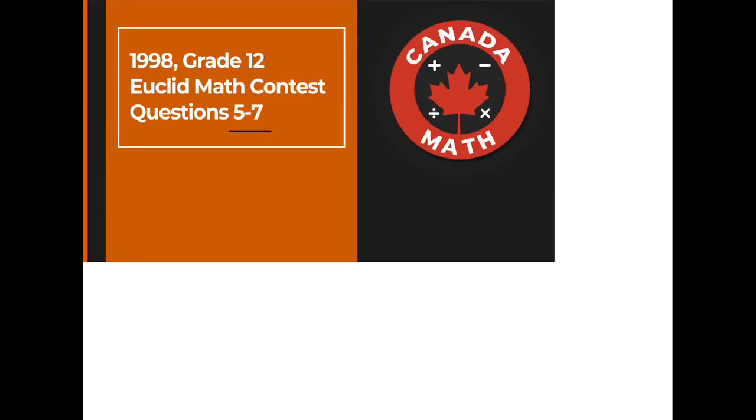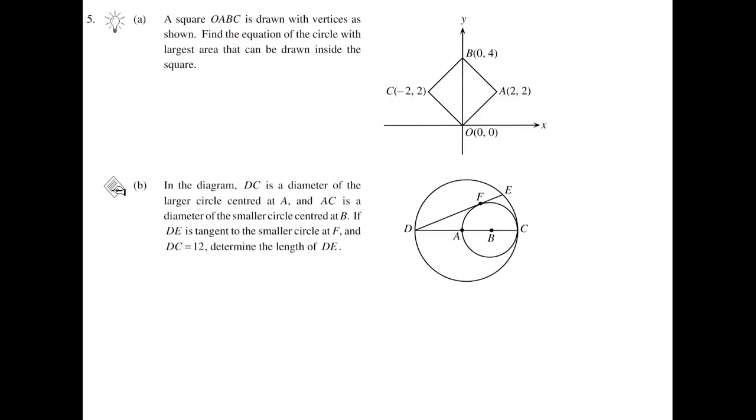Questions 5 through 7 of the 1998 Grade 12 Euclid Math Contest is what I will cover in this video. Question 5a says that a square OABC is drawn with vertices as shown. Find the equation of the circle with the largest area that can be drawn inside the square.